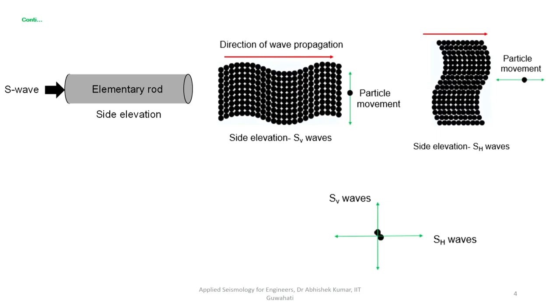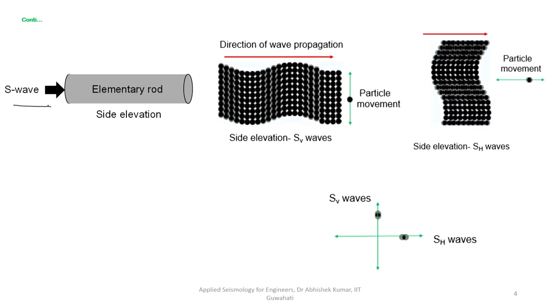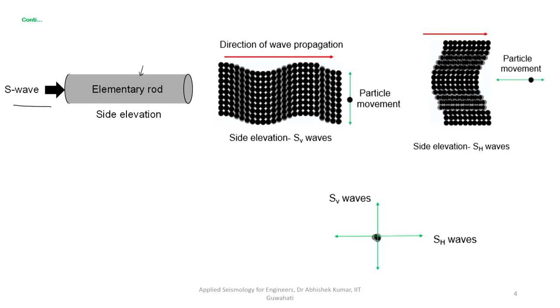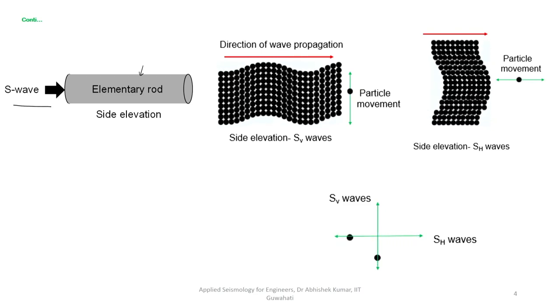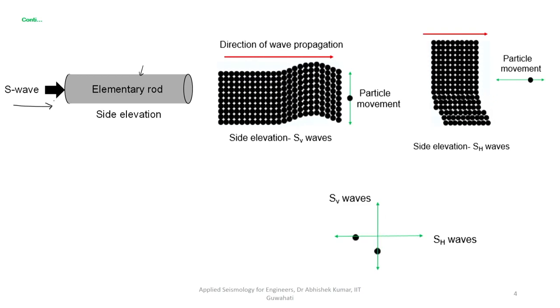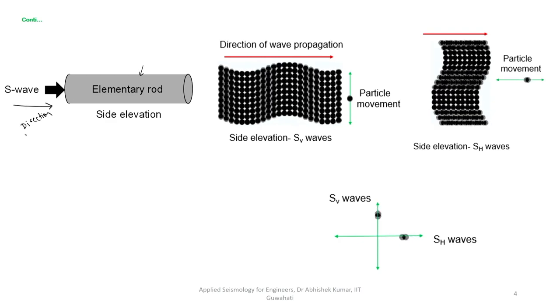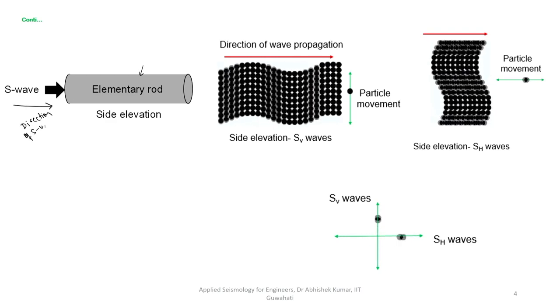So, in order to demonstrate the potential movement which can happen in an element when the secondary wave, or the shear wave, or transverse wave, is passing through a medium, here you can see an animation. This is a shear wave passing through a particular medium. This is an elementary rod through which the shear wave is passing. You can take any medium through which shear wave is passing, and this is the direction of S wave propagation.